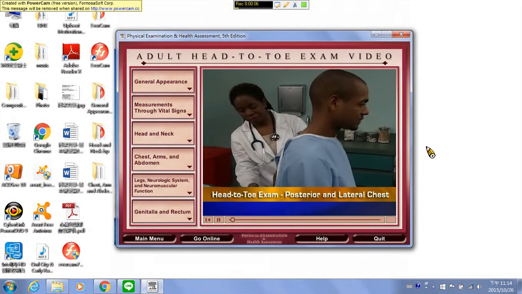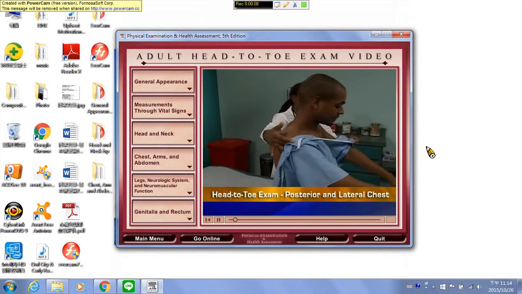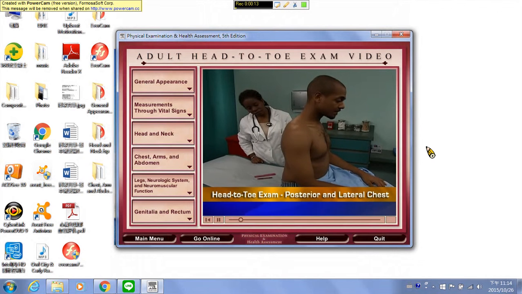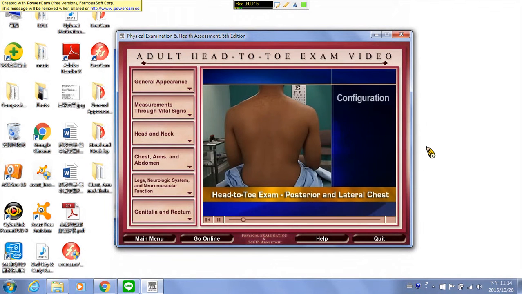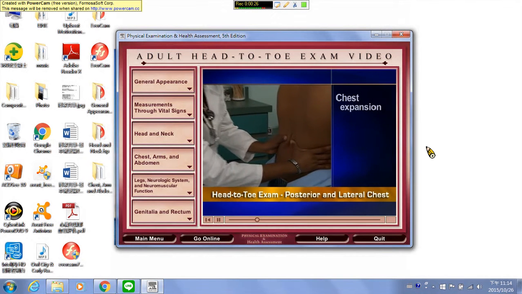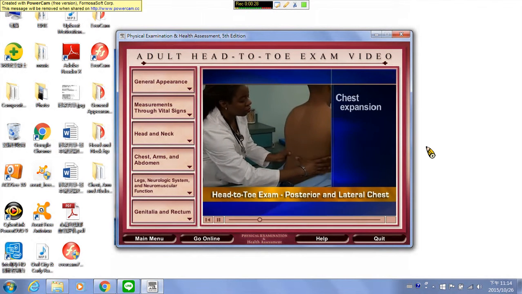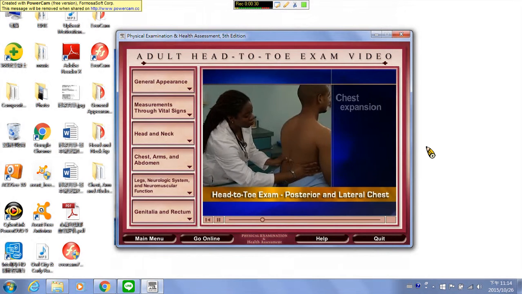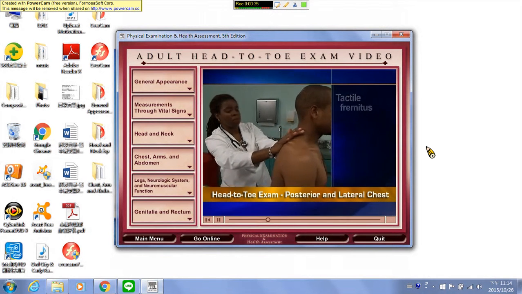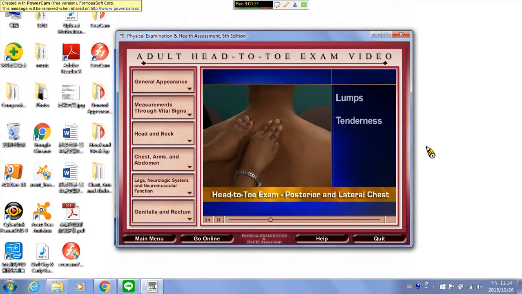Open the person's gown to expose all of his back for your examination of the posterior and lateral chest. Now inspect the posterior chest, noting the configuration of the thoracic cage, skin characteristics, and symmetry of shoulders and muscles. Next, palpate for symmetrical chest expansion. Also palpate to detect tactile fremitus, as well as any lumps or tenderness.